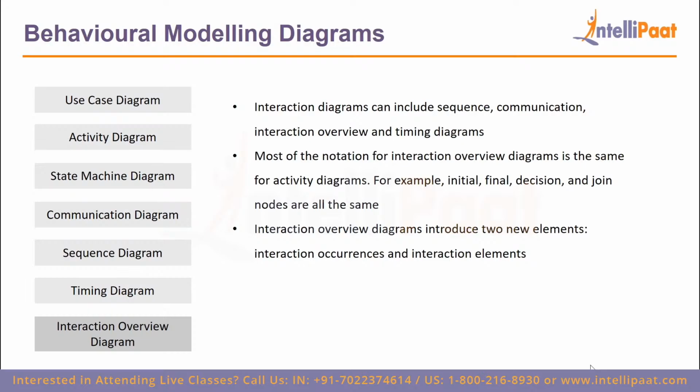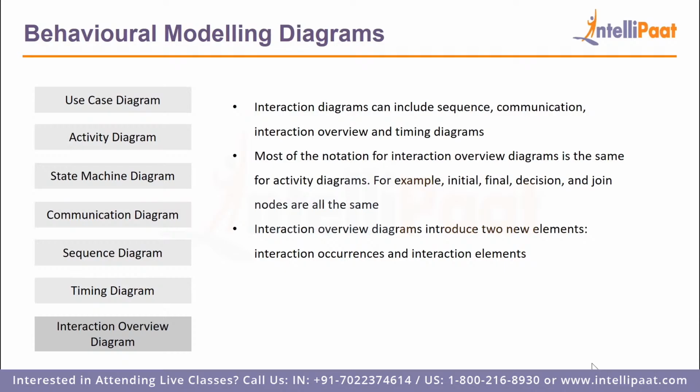Moreover, interaction diagrams can include sequence, communication, interaction overview and timing diagrams, and most of the notation for interaction overview diagrams is the same as for activity diagrams. For example, initial, final, decision and join nodes are all the same. Also, the interaction overview diagrams introduce two new elements, that is the interaction occurrences and interaction elements. So this was all about the types of UML diagrams as well as the behavioral modeling diagrams.